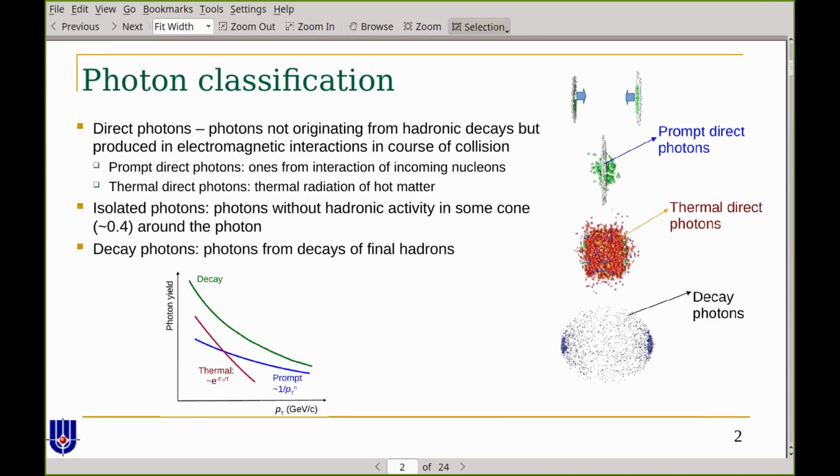First, I would like to introduce some definitions. Direct photons, which I will discuss, are photons which do not originate from the decays of final hadrons, but occur in scattering of charged particles in hot matter. One can classify direct photons into prompt direct photons, which occur when two colliding nuclei or two protons penetrate through each other and partons of the incoming nuclei interact, and thermal direct photons, when we have thermal emission from hot matter.